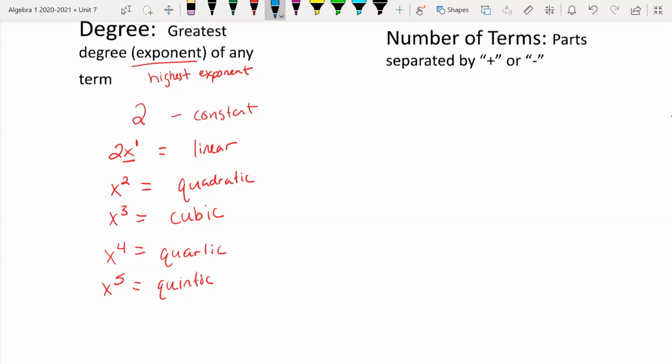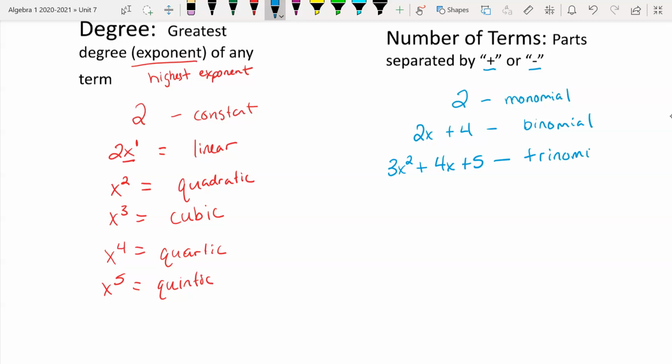Now the other way we're going to classify it is the number of terms. Terms are separated by a plus or a minus sign. So if I have nothing except a 2, that's called a monomial because it's just one term. If I separate something with a plus or a minus and there are 2 terms, that's called a binomial. If I have 3 terms, you can see in the hint here, we're going to call it a trinomial.